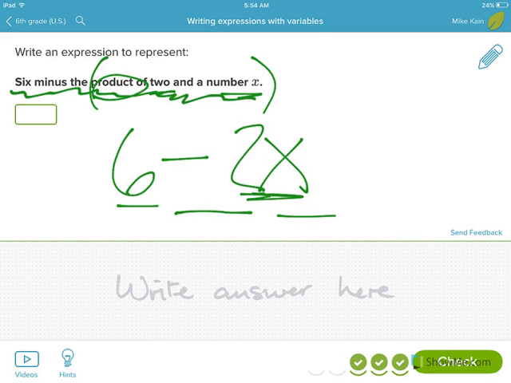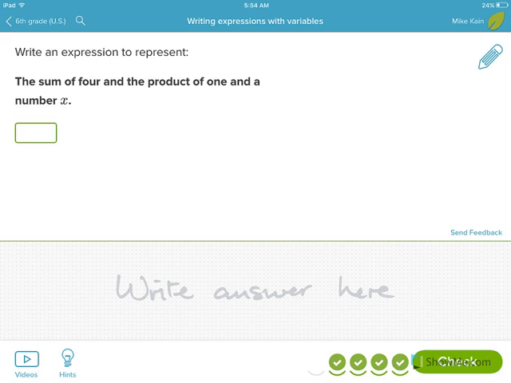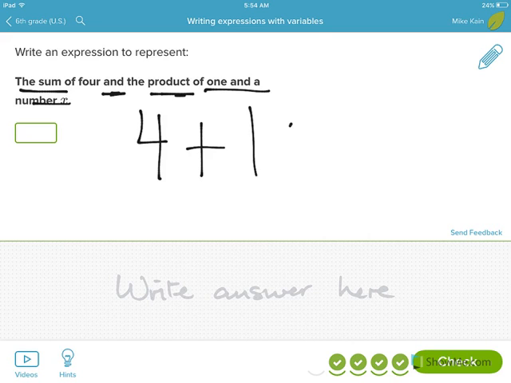Alrighty, I got it. Let me try again. Okay, here we go. The sum, that means add. So I know there's going to be add in there. Of 4 and product means multiply 1 and the number x. Ta-da! Okay, you are just about on the right track. You got everything. Here's the sum of 4 and 1x.